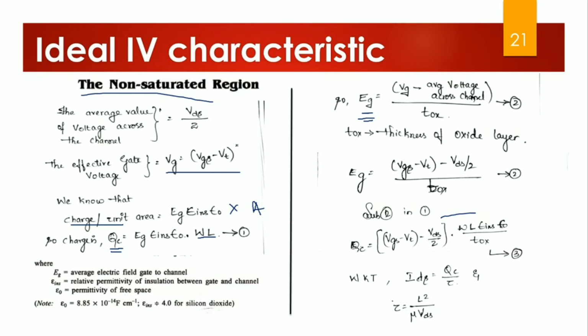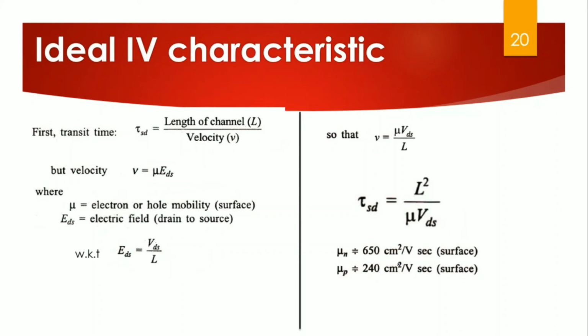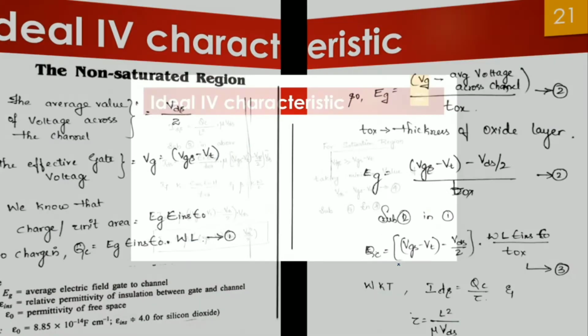Now, Eg is equal to VGS minus VT minus VDS by 2, divided by thickness of oxide, which is TOX. So, substituting this equation, this is equation number 1. You will be getting QC is equal to VGS minus VT minus VDS by 2 into WL epsilon insulator epsilon naught divided by TOX. Therefore, the current IDS is equal to QC divided by tau. We know the value of QC here, and tau we have derived in the previous slide, so we will substitute both in this equation.